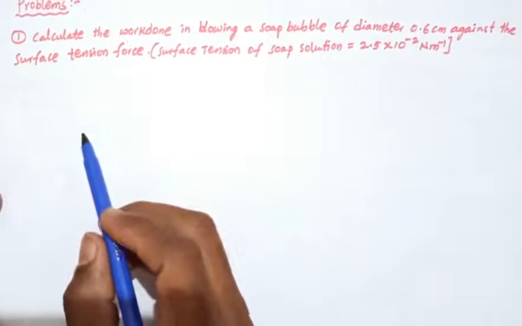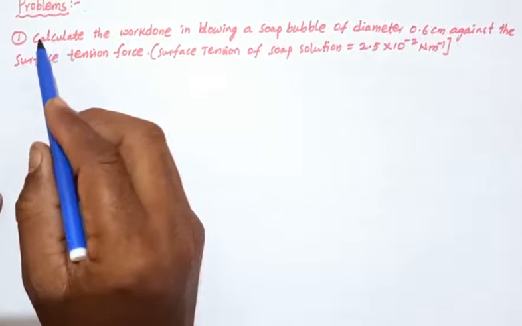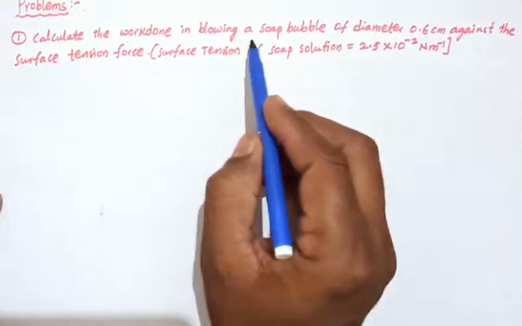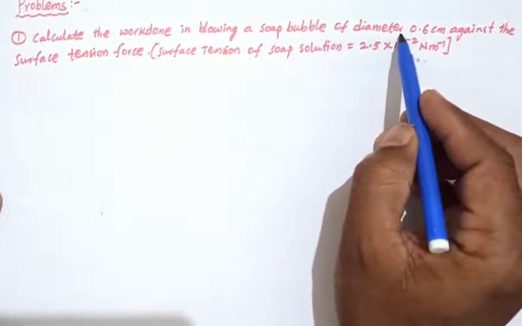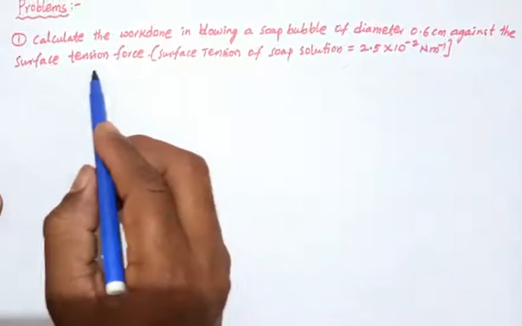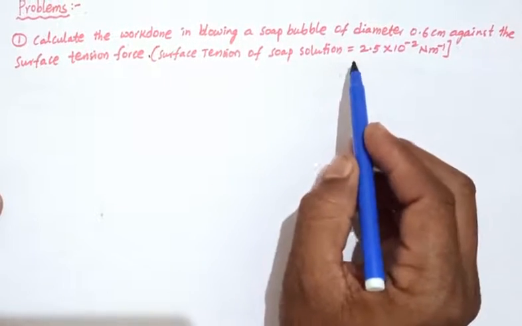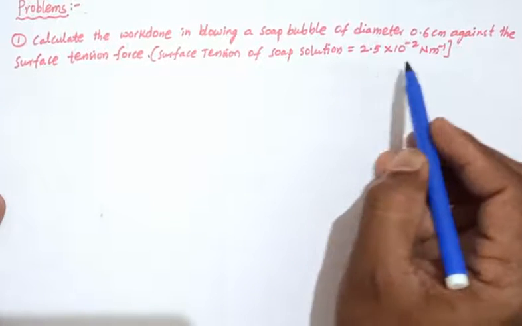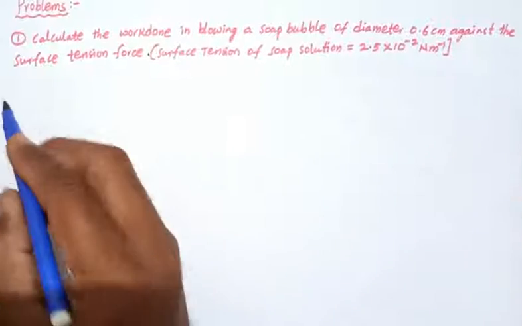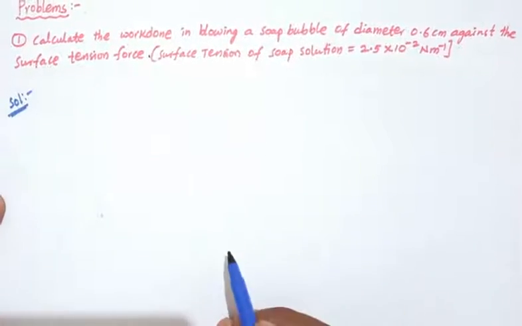Okay, today we will discuss exercise problems. Problem number 1. Calculate the work done in blowing a soap bubble of diameter 0.6 centimeters against the surface tension. Here the surface tension of a soap solution is 2.5 into 10 to the power minus 2 Newton per meter. So here we can find out the work done.